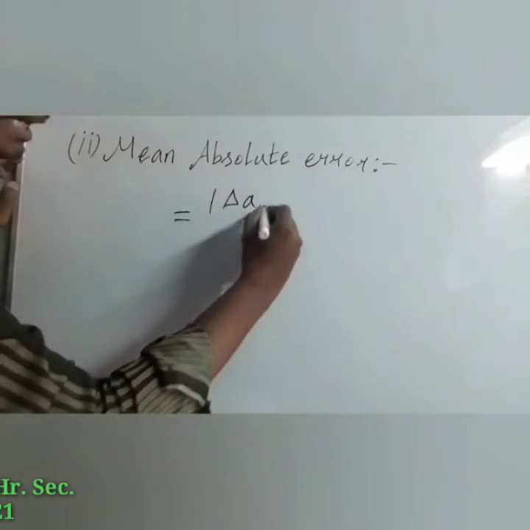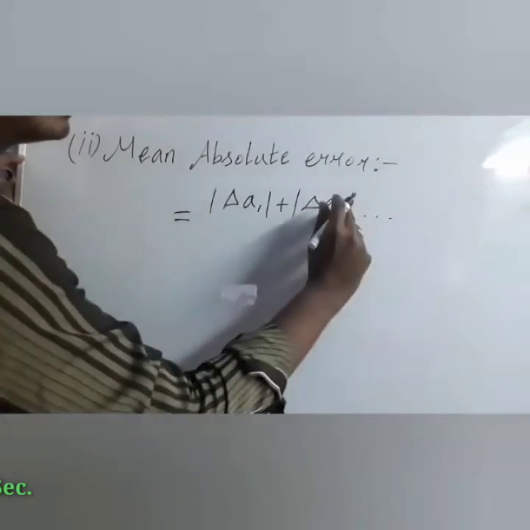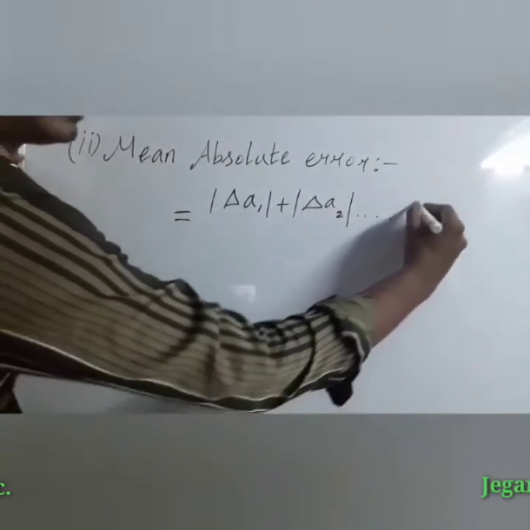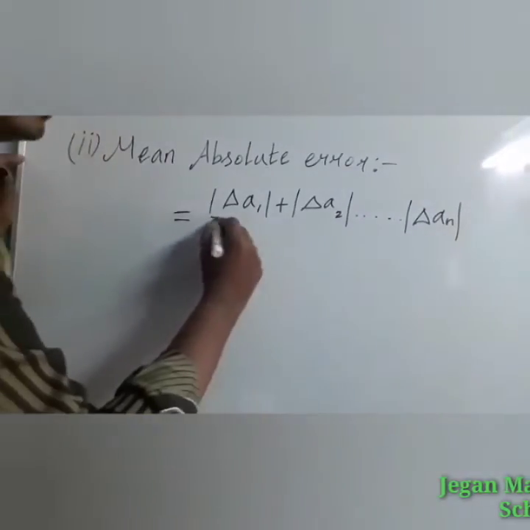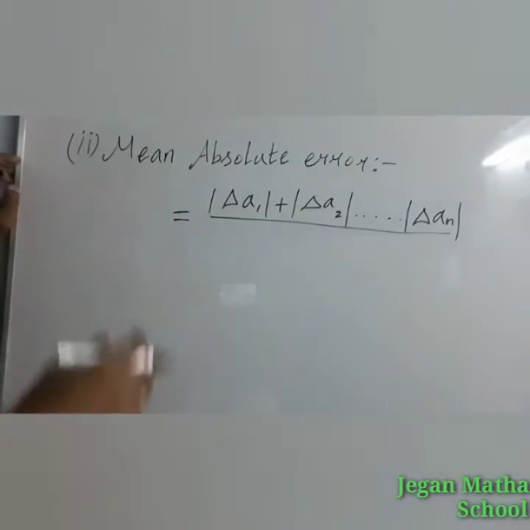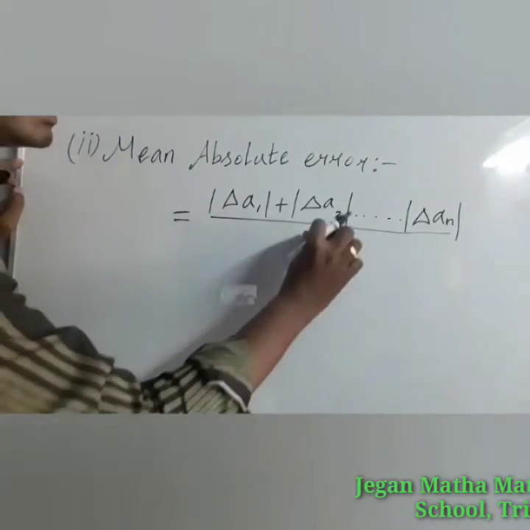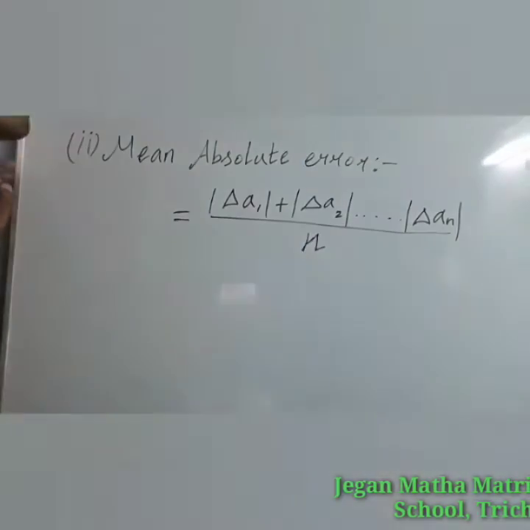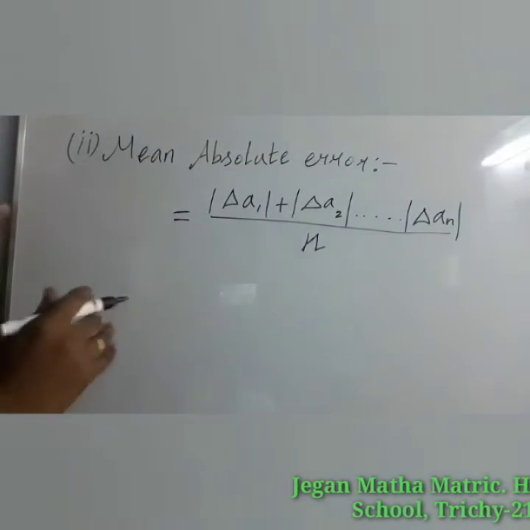del a1 plus del a2 up to del a n. To find the mean value, we have to divide that by the number of measurements or number of readings. That is nothing but a n. So mean absolute error can be represented like this.